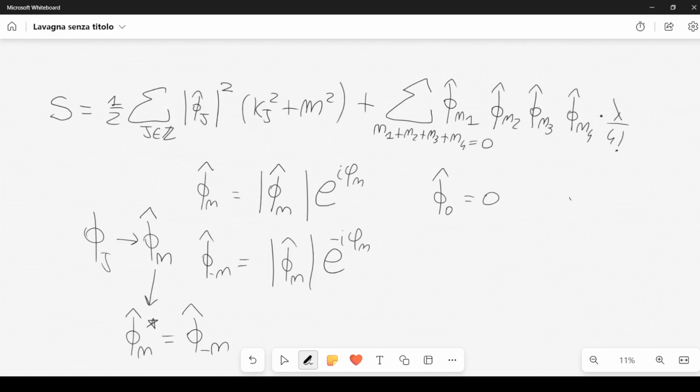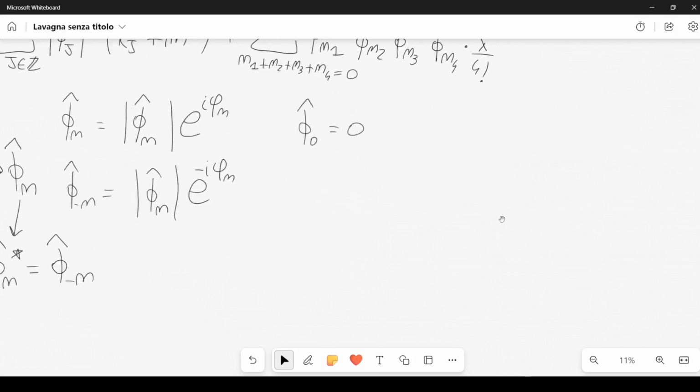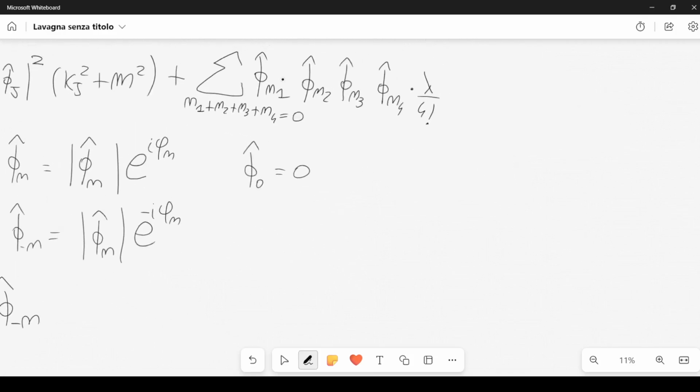Anyway, let's start from here. And let me tell you that since we don't have anything that's dependent upon the phases, at the end of the day, when we sum all the contributions, we will not get a result that's dependent on the phases.